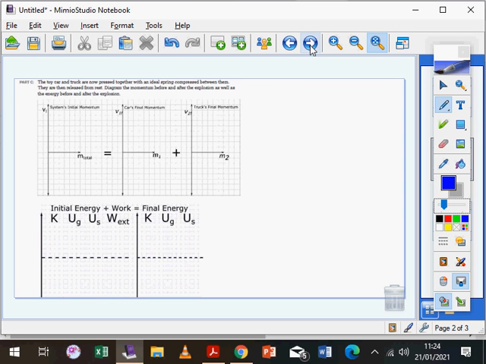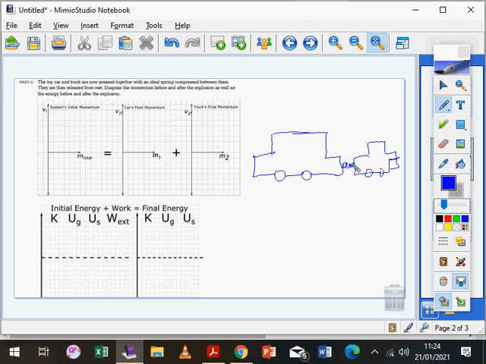I don't understand what they're saying. They're saying, imagine this truck. How do you draw a truck? A big truck and a small car. There's a spring here, right? And they are compressed together. Remember, these are toys. And then the spring is released. So they shoot off in opposite directions.